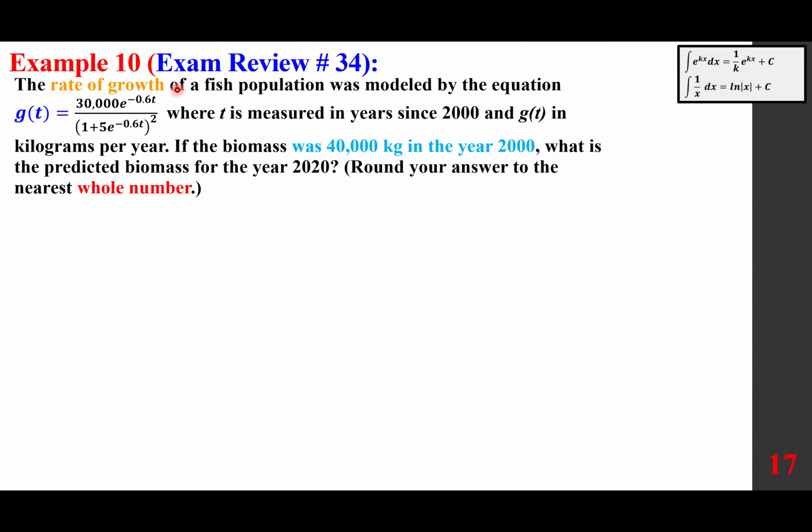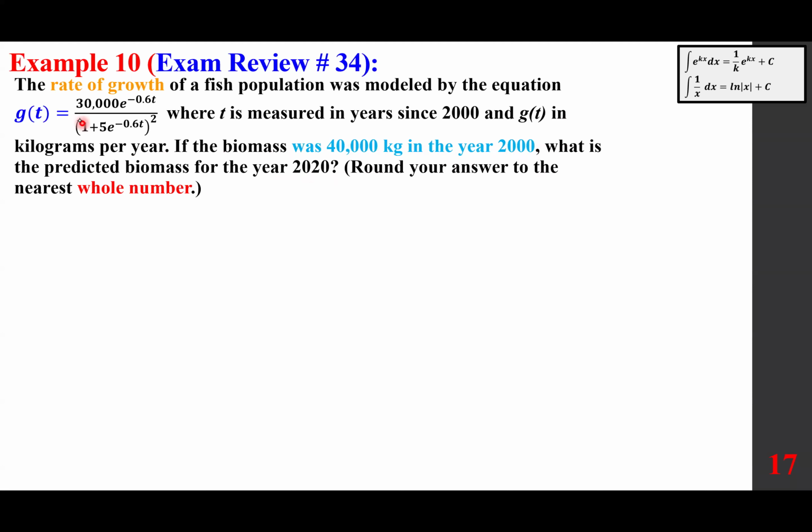The rate of growth of a fish population was modeled by the equation g of t is 30,000 e to the power of negative 0.60 t over 1 plus 5 e to the power of negative 0.60 t quantity squared, where t is measured in years since 2000 and lowercase g of t in kilograms per year. If the biomass was 40,000 kilograms in the year 2000, what is the predicted biomass for the year 2020? Round your answer to the nearest whole number.